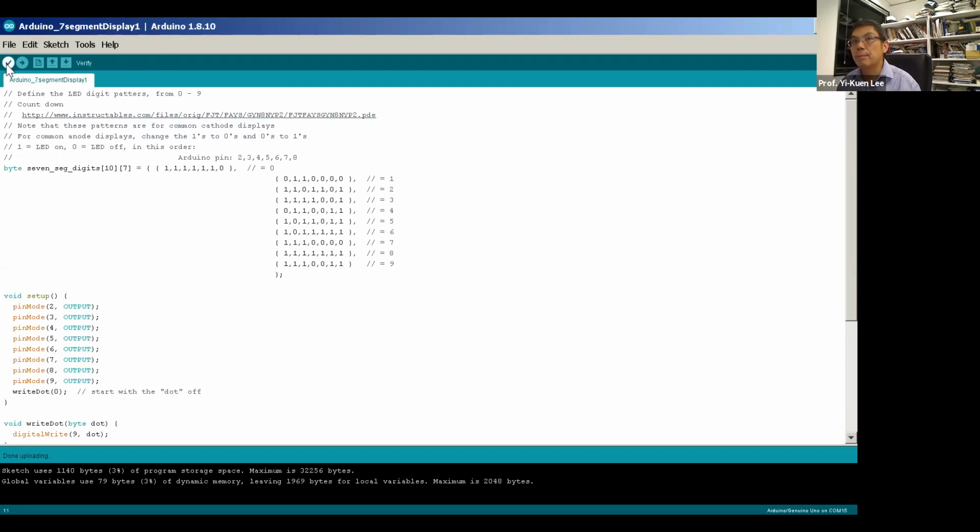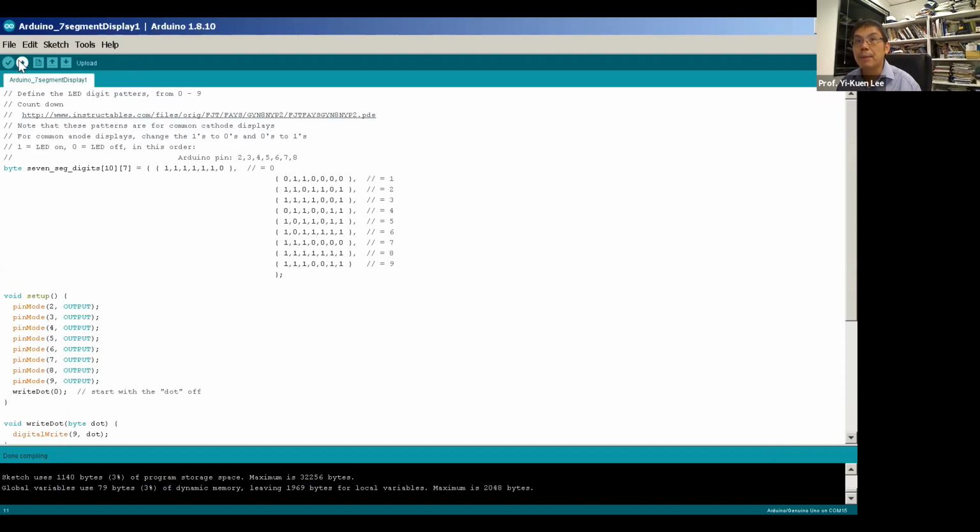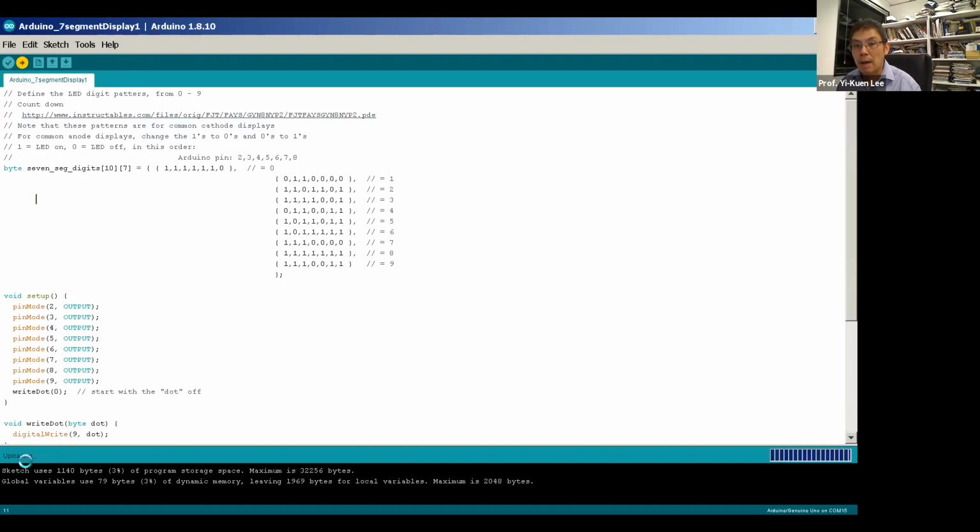Put this here, compiling, and then uploading, and of course you have to make sure you have the right connection, right? And then here I show you. I think I made some little mistake. I think my connection has something wrong, so it's not exactly 0, 1, 2, 7.